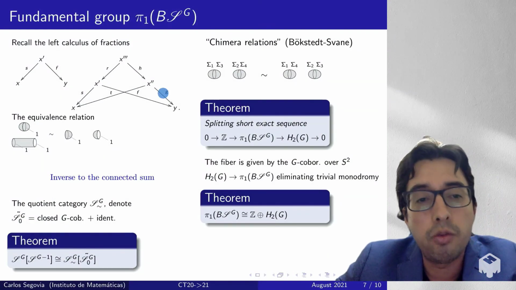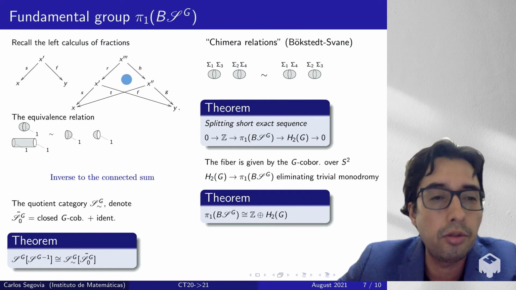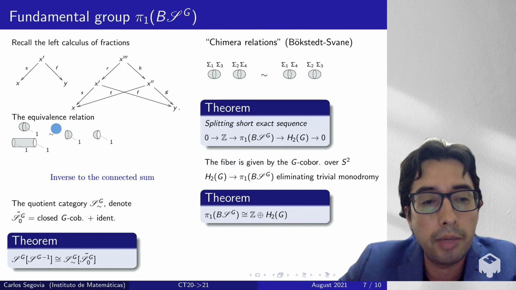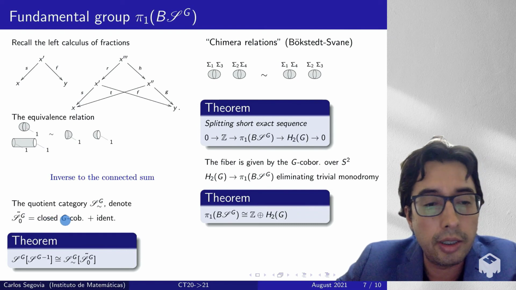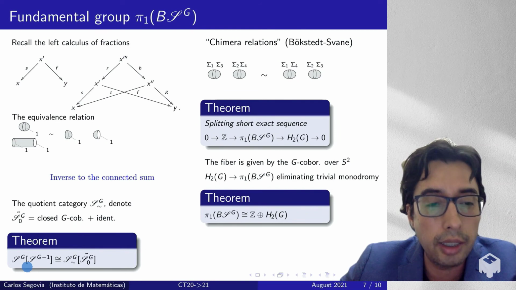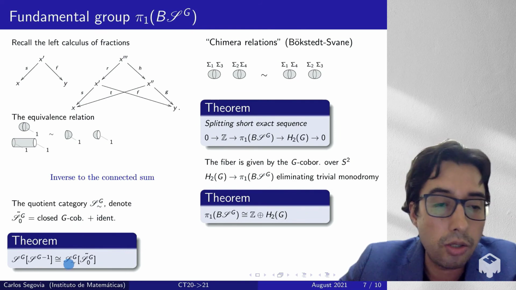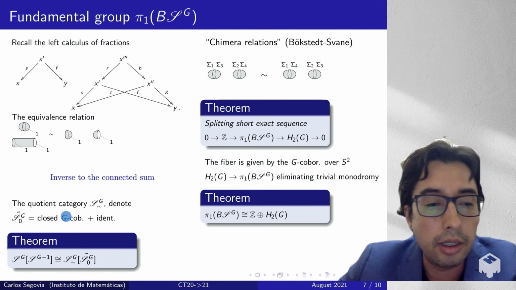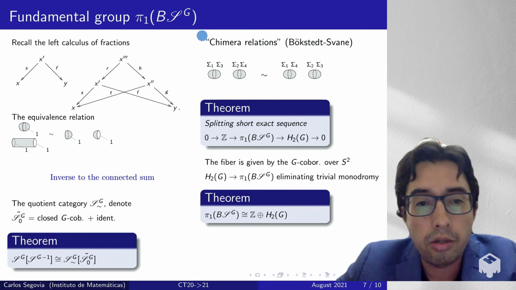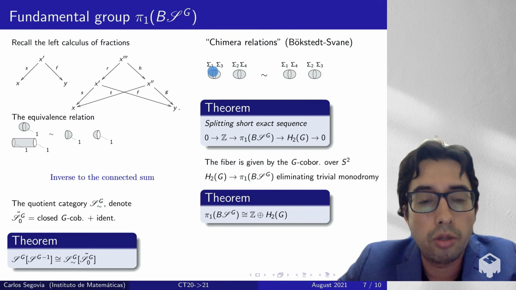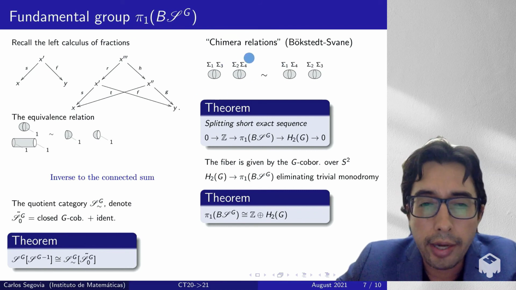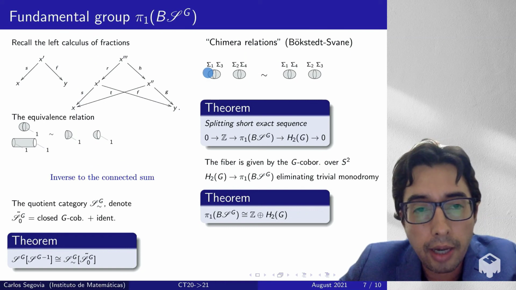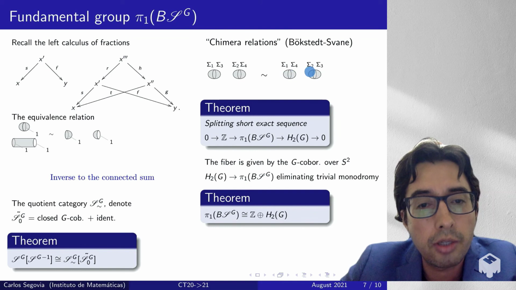I also studied the fundamental group of this classifying space, and for this we have to use the left calculus of fractions and a quotient category given by this equivalence relation that is just the inverse for the connected sum. We choose a subset of morphisms given by the closed G-cobordisms plus the identity cylinders. We can show that the groupoidal fraction is just this quotient category when we make the localization in this subset of morphisms. We can show some relation called the chimera relation, that is just you glue some cobordism in this way and you glue in another way, that we have here sigma 1, sigma 3, sigma 2, sigma 4, and see that we change sigma 1, sigma 4, sigma 2, and sigma 3.